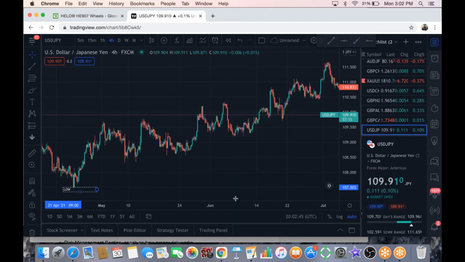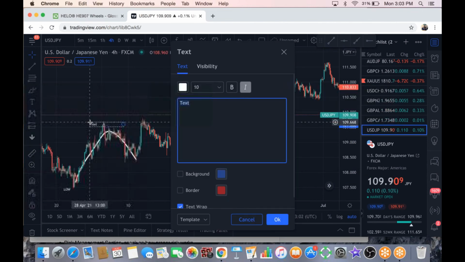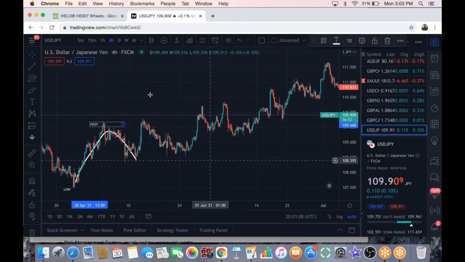Okay, so looking at what we have in front of us, this right here is the low. That's the low point right there. And what the market does is it shoots up like this. See this? And see how the market pulls back right there? So now what we have right there is the high, okay? This is the high right here.